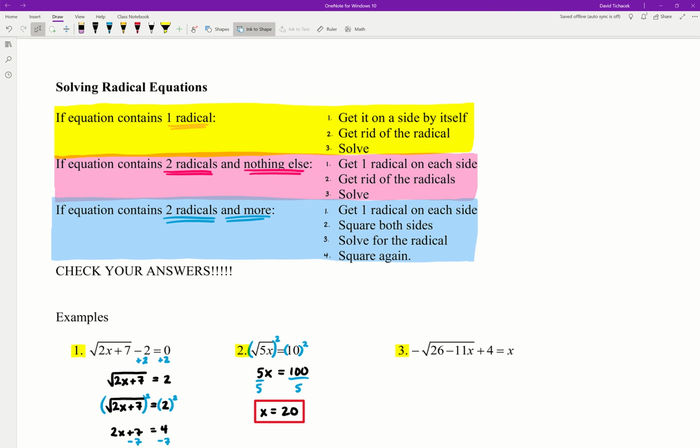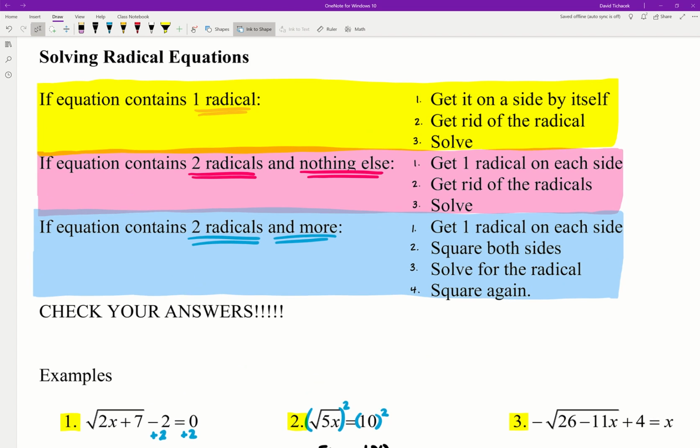So 3 different situations will pop up here. You'll have equations that just contain one radical. You'll have equations that contain 2 radicals and nothing else. And then you'll also have equations that have 2 radicals and then some more stuff, like a plus a number or a minus a number or something like that.